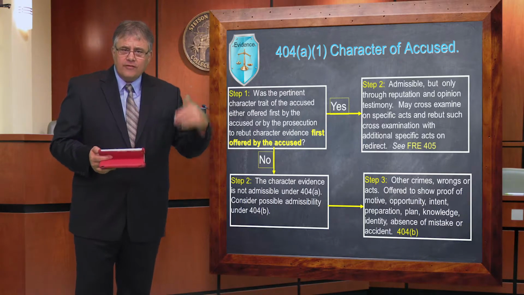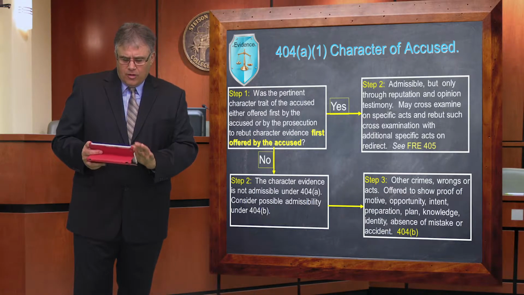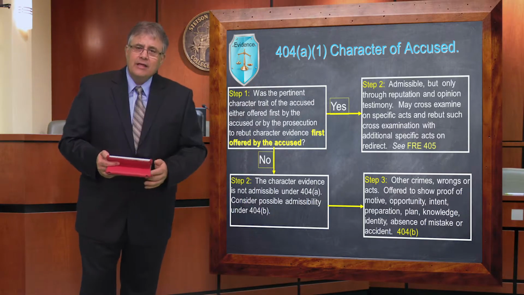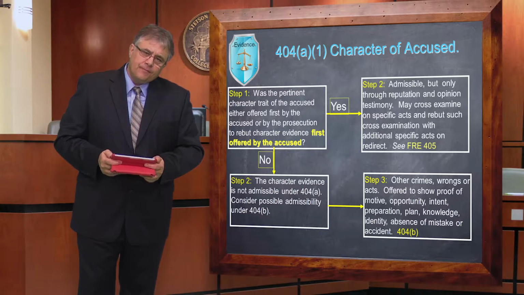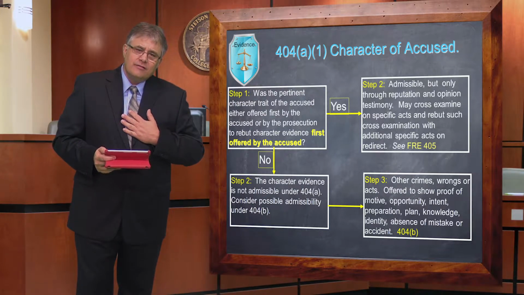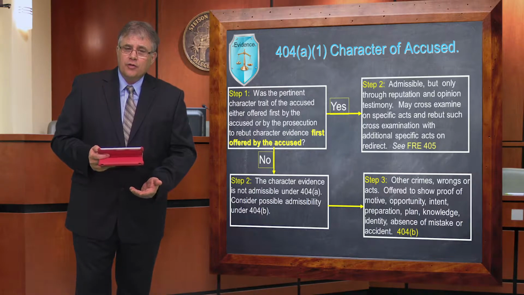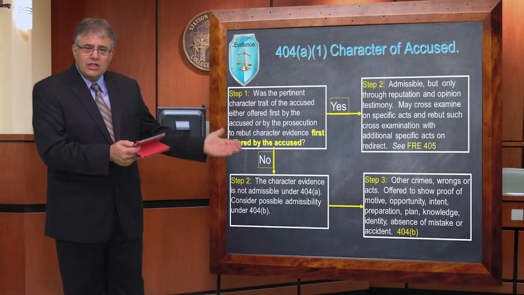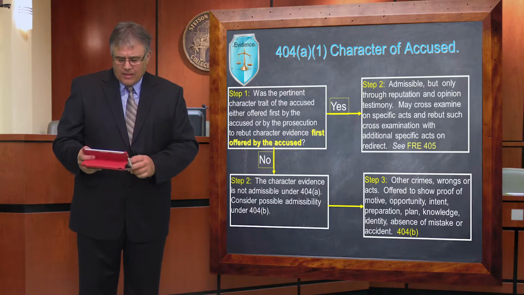I ask myself if it's a pertinent character trait and did the accused offer it. Most of the time, though, that's not the case. And when that's not the case, then the character trait is not admissible. If I'm the state, I've got to consider trying to get it in through a 404B door: other crimes, wrongs, or acts offered for a non-character theory of relevancy. But I can't offer it to say that because the accused was a bad person in the past, it's more likely that he did it this time.